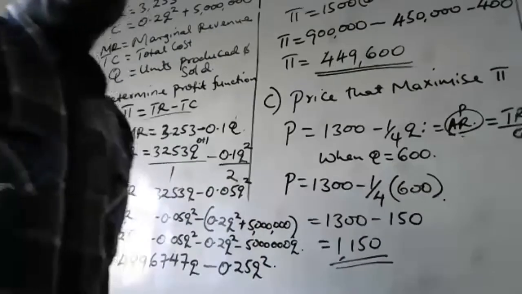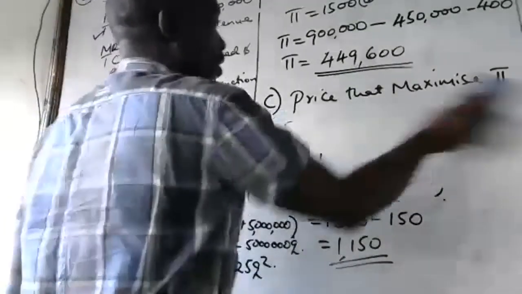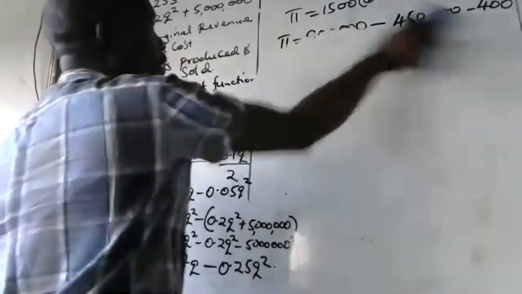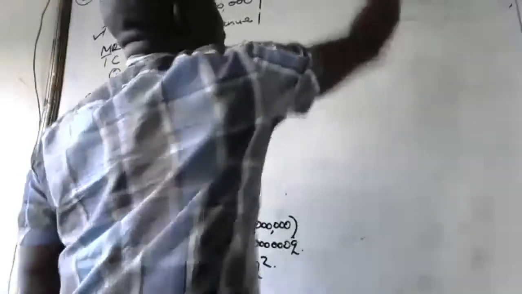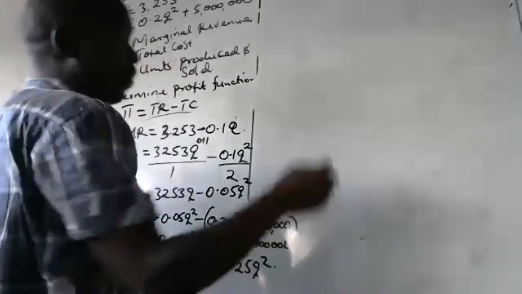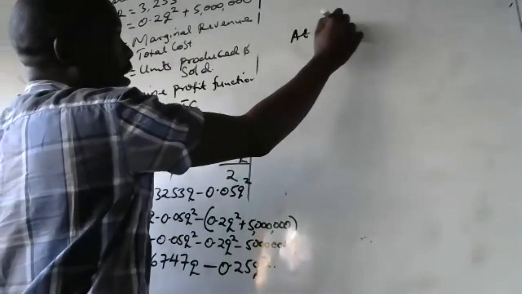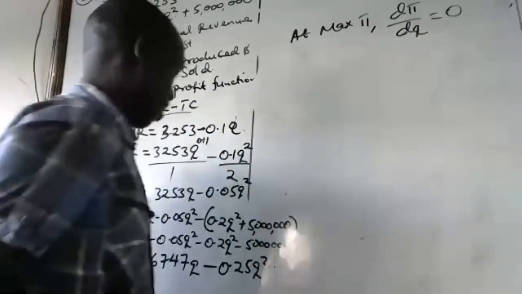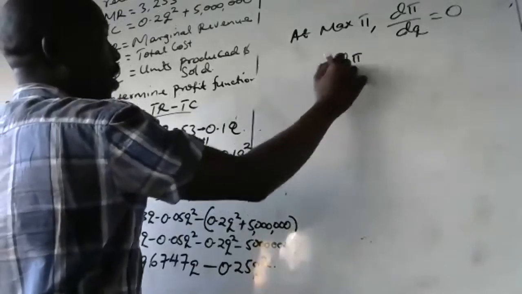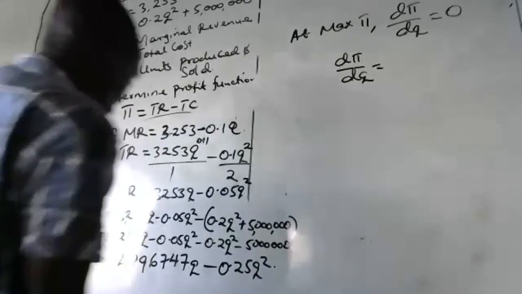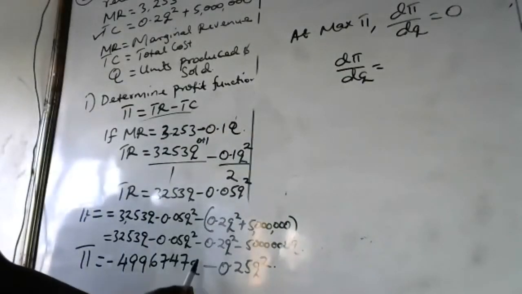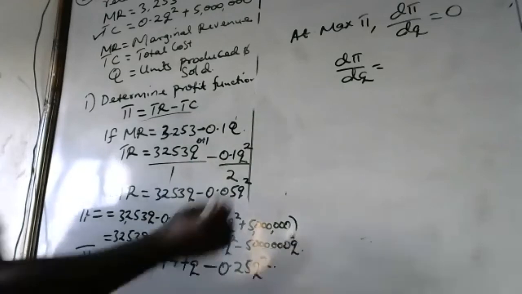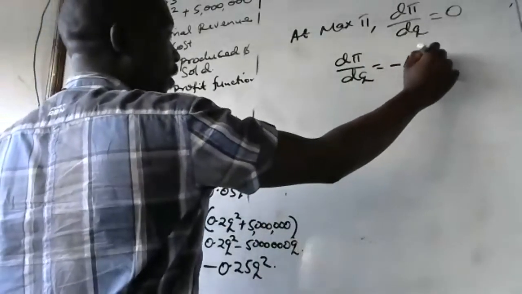To demonstrate that, we come here and say at maximum pi, change in pi over change in q is equal to zero. Where change in pi over change in q would equal to what? If we differentiate this, q will disappear because it is power 1. 1 times this one it has no effect, but 1 minus 1, q will disappear. We shall have negative 499.